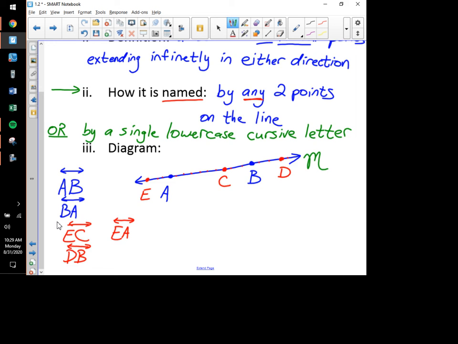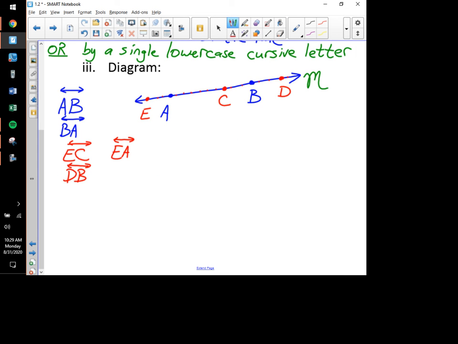Now, when you use it that way, there's no symbol that goes over the top, but it isn't a bad idea, although not necessary, to write the word line in front of it. But technically, just having M right there is good enough, because the only thing in geometry that we name with a single lowercase cursive letter is a line. So if you see that single lowercase cursive letter, you know that it has to be indicative of a line. But that said, it's certainly not a bad idea to write the word line in front of it. But we do not put the line symbol over the top. That's unnecessary here. So that is an alternative way of naming a line.